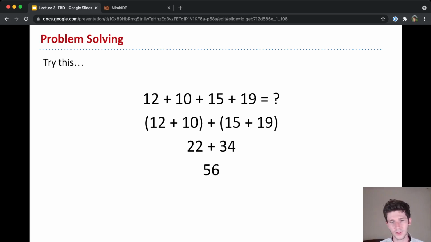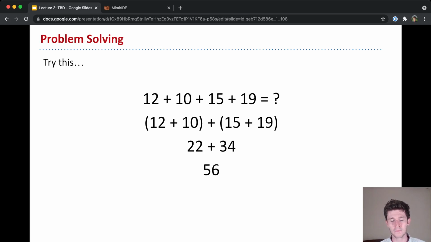Maybe you saw that there's four tens here. So 10, 10, 10, and 10. You add those together, you get 40. And then if you also add together the ones place, so 2 plus 0 plus 5 plus 9, you get 16. And then you can add together 40 and 16, and you get 56.